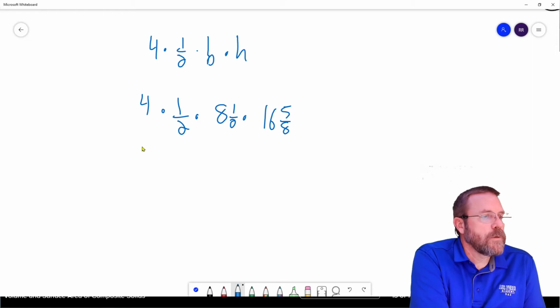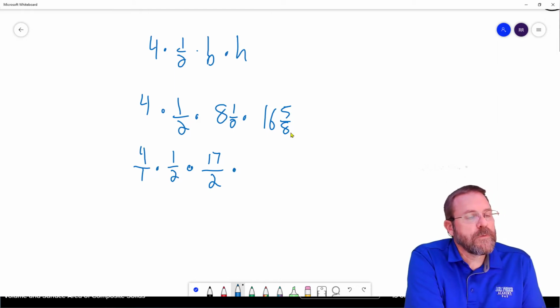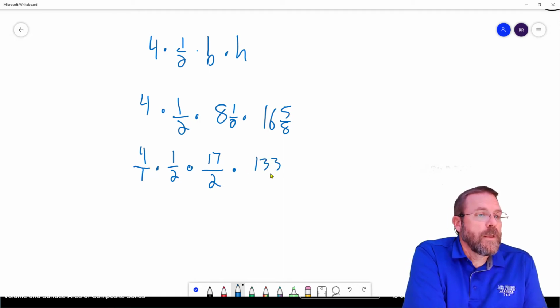Next, I'm going to do 4/1 times 1/2 times, 2 times 8 is 16 plus 1 is going to be 17/2 times, 8 times 16, that's going to be 80, plus 48 is going to be 128, plus 5 is going to be 133 over 8.